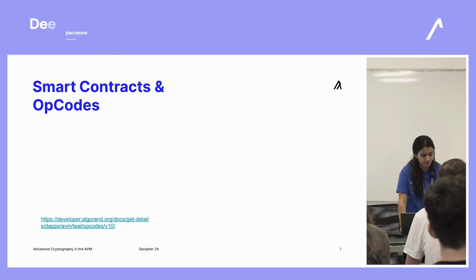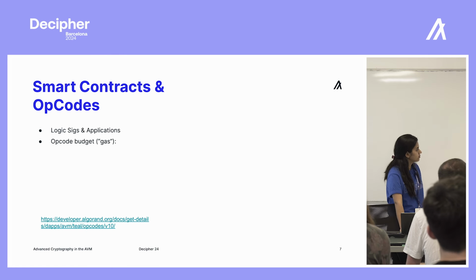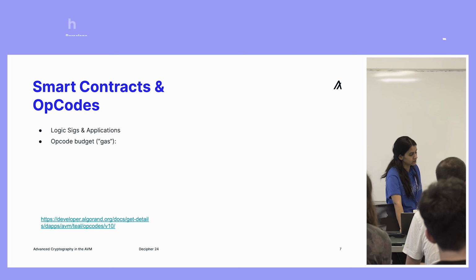Right. So just an overview, first of all. In terms of smart contracts, we typically talk about two types: logic SIGs and applications. The difference is that applications are meant to store state and have access to storage, for example boxes. And as a result of that, they have higher, sorry, next.